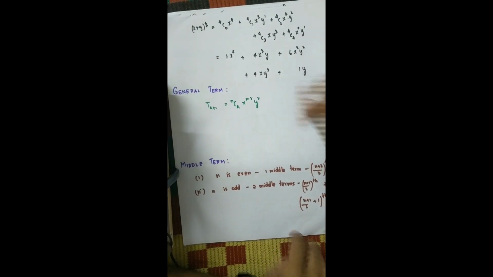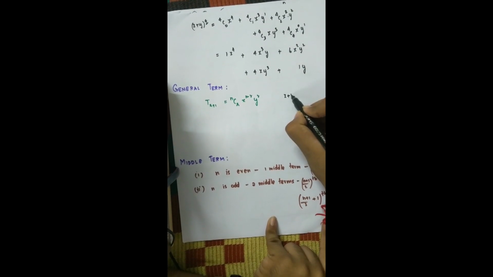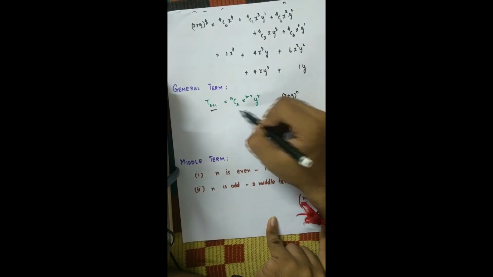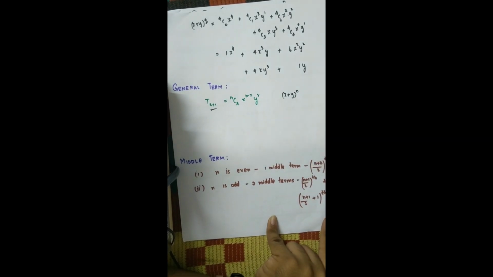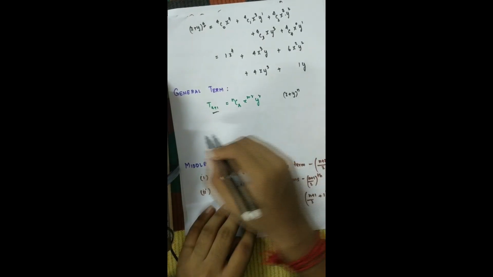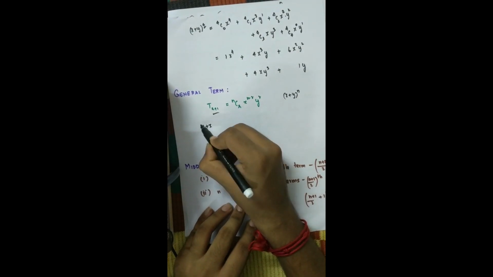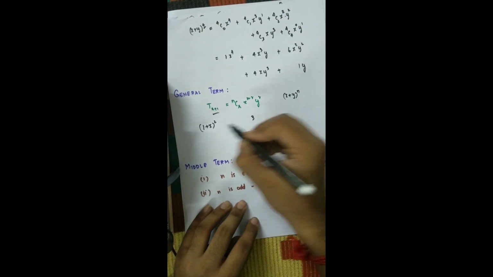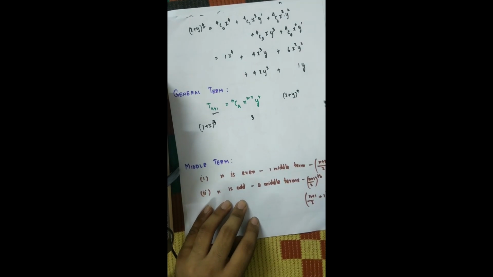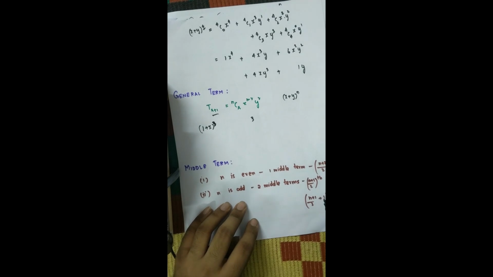So let's take (x plus y) the whole power n, right? So the (r plus 1)th term is going to be equal to nCr into x power n minus r into y power r. So I'll just give an example for this. Let's say (1 plus x) squared, we need to find the third term. I mean, let's take (1 plus x) cube. Let's say we have to find the third term, right?